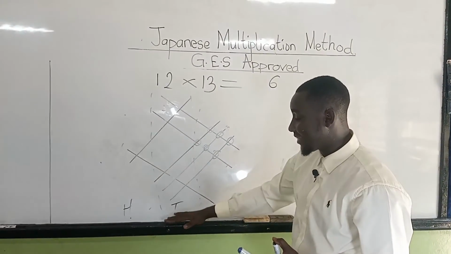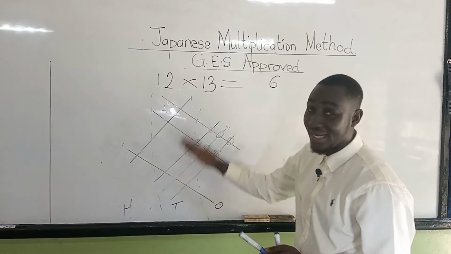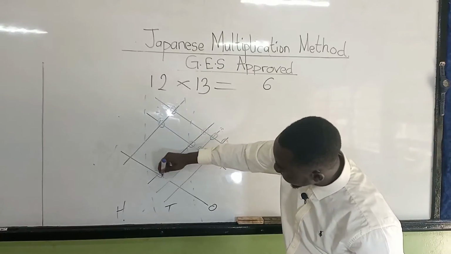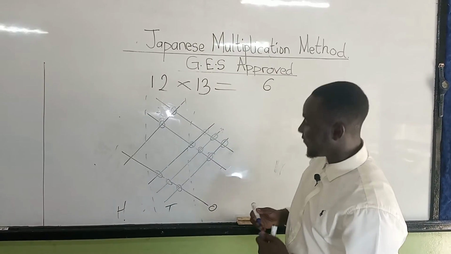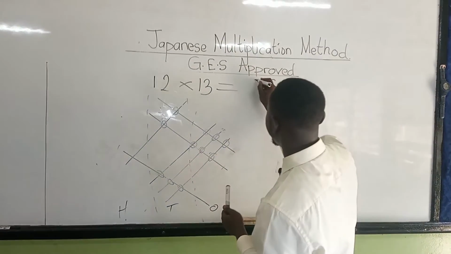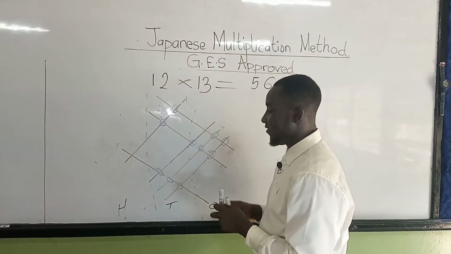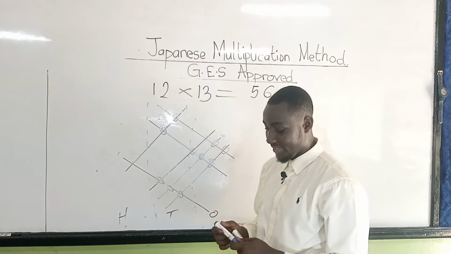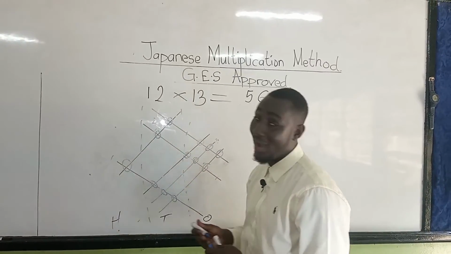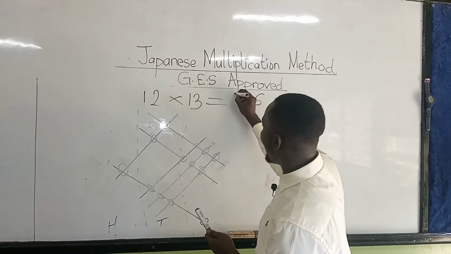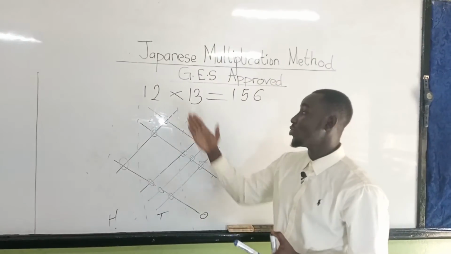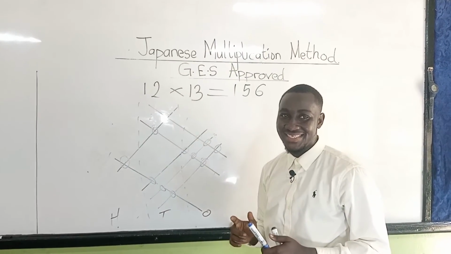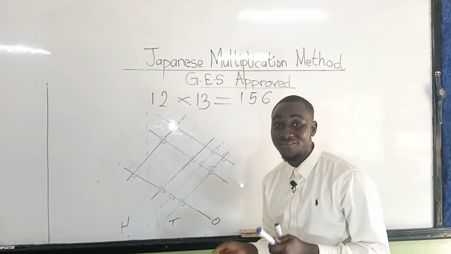Now let's go to the 10's place value. How many meeting points are we seeing over here? We have 1, 2, 3, 4, 5. We have our 5 here. And for our 100's place value, how many meeting points are we seeing? We are seeing only 1. So you write your 1 over there. So 12 times 13 is giving us 156. Let's look at another number where you have to carry forward.